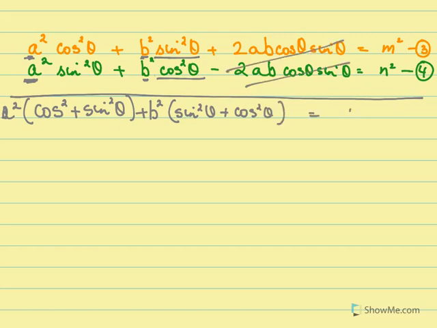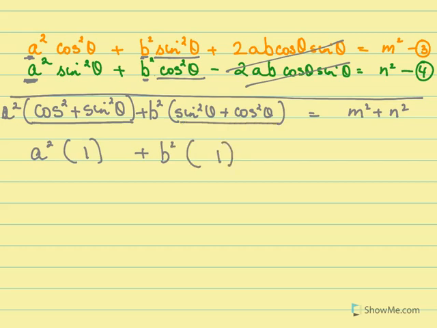These two are like terms and they will cancel. And here you will get m square plus n square because we have added up the equations. Now we know cos square plus sin square is 1. So a square, this becomes 1. And this is b square. This also becomes 1 because it is sin square plus cos square equal to m square plus n square. So a square plus b square equal to m square plus n square, and we have proved.